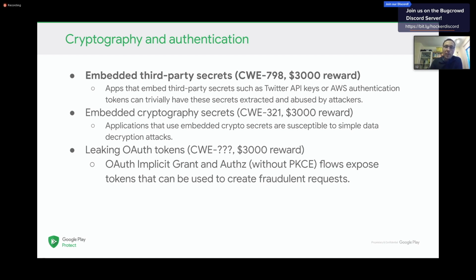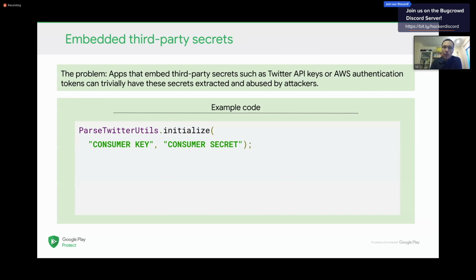So let's talk a bit about embedded third-party secrets. The canonical example is, you want to connect to Twitter. I think there's an open source library called Parse Twitter Utils. You initialize it, you paste the consumer key and consumer secret. And then obviously every hacker or everybody who wants to do mischief with your API secrets or with your Twitter API can extract these tokens, can impersonate you, and then maybe bad things are happening. And so the question is, what do we do?